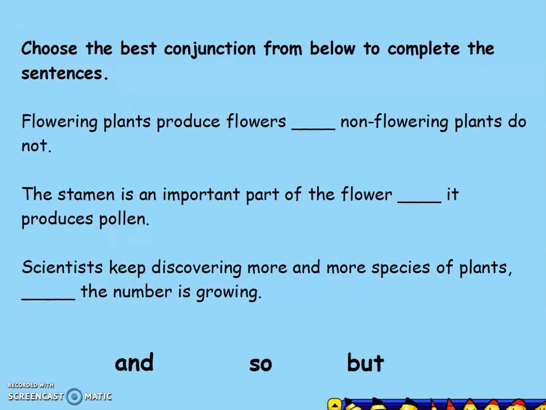Now, in your literacy books, I want you to write these sentences and choose the best conjunction from below to complete your sentence. So we've got and that you can use, we've got so and but. And you need to put one into each of the gaps. Remember, you can try each word in the sentence before you write it to see if it makes sense. Press pause now to complete this activity, and then press play when you are ready to continue with the lesson.